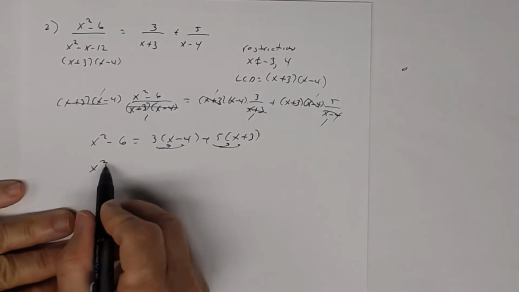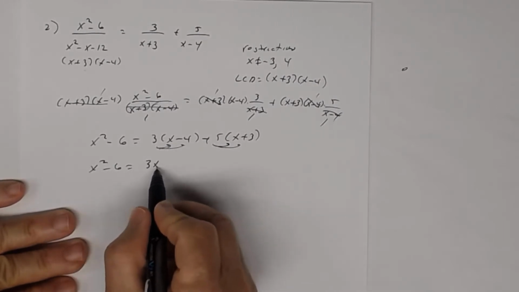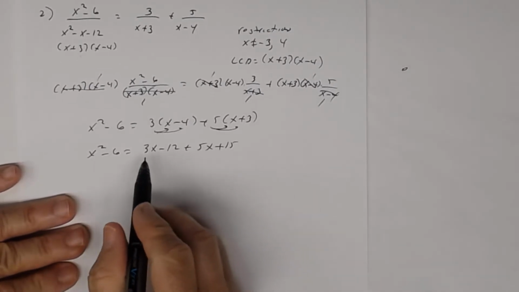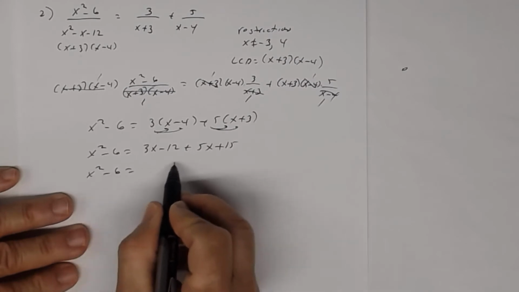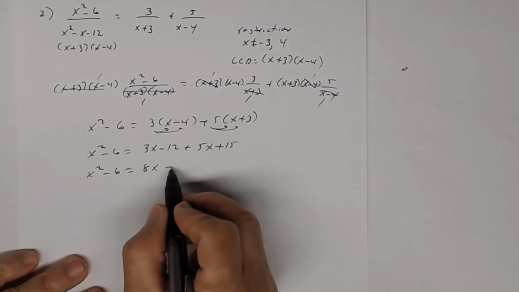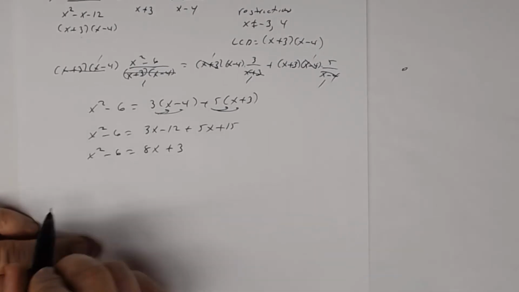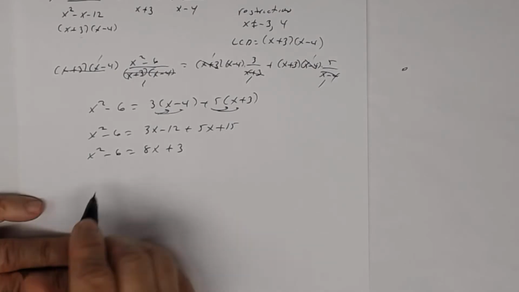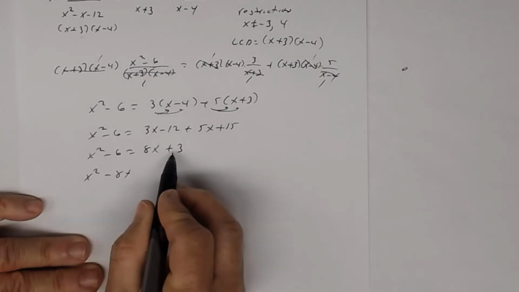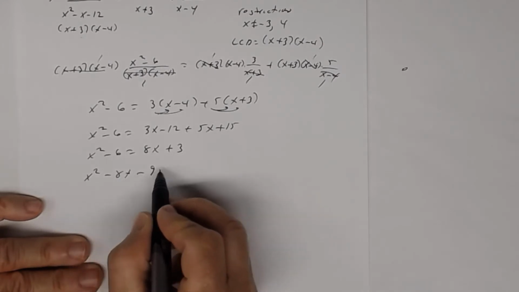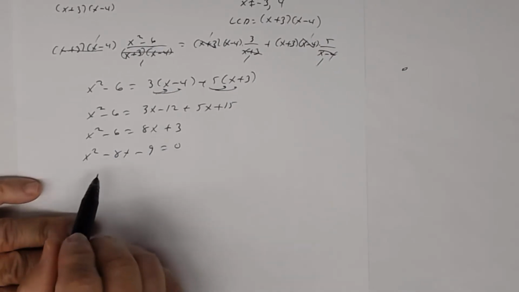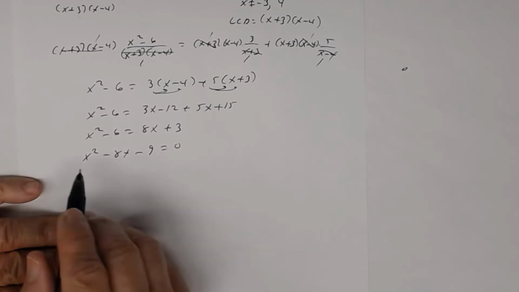Distributing, I get x squared minus 6 equal. There's going to be 3x minus 12 plus 5x plus 15. Combining like terms, I get x squared minus 6 equal 3x plus 5x is 8x. A negative 12 plus 15 is a positive 3. So notice I have this quadratic equation. So I'm going to bring all the terms to one side. So when I do that, I get x squared minus 8x. A negative 6 and a negative 3 is a negative 9 equals 0. So when I bring all the terms to one side, this is the trinomial I get. Now I'm going to factor this. So I'm going to factor this quadratic equation.